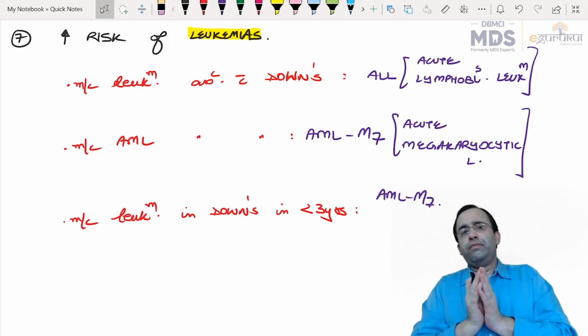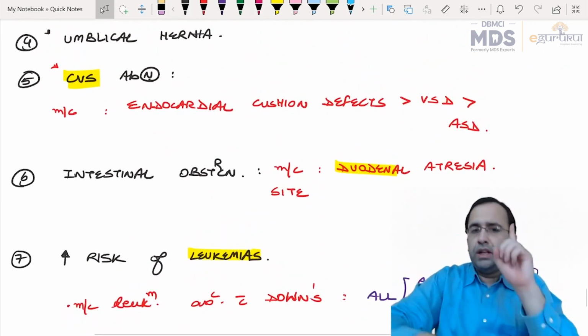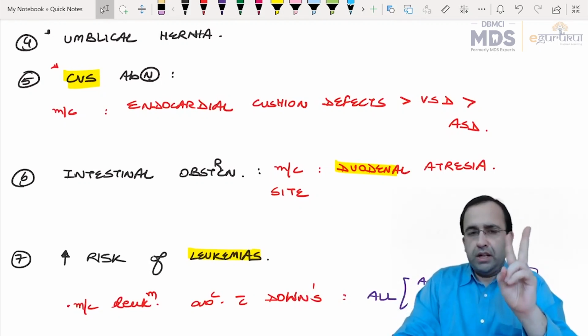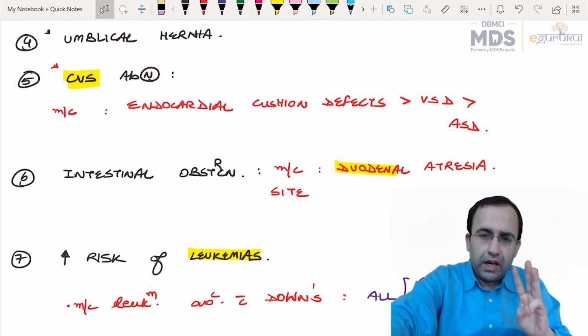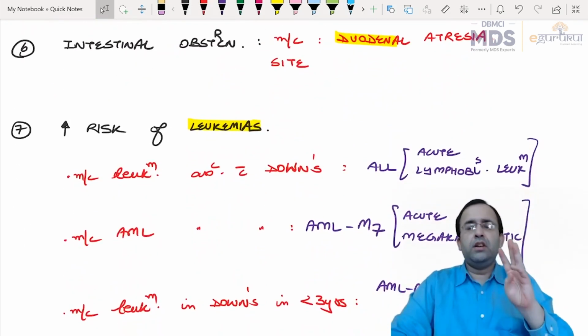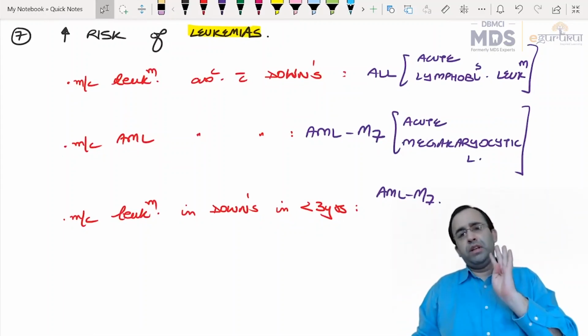This is Down syndrome. The lower 4 points are asked. Downs is associated with umbilical hernia, CVS abnormalities, the most common being endocardial cushion defect, intestinal obstruction, that is duodenal atresia, and is associated with increased risk of leukemias.